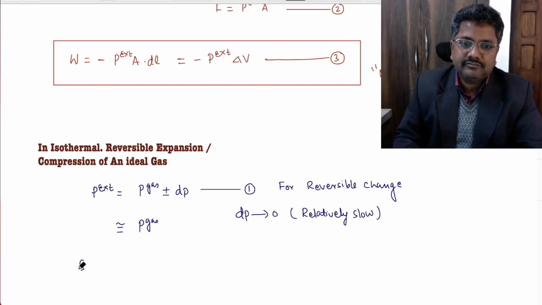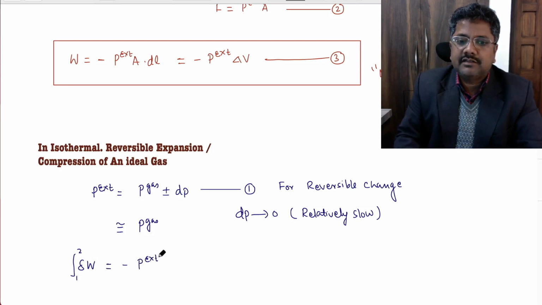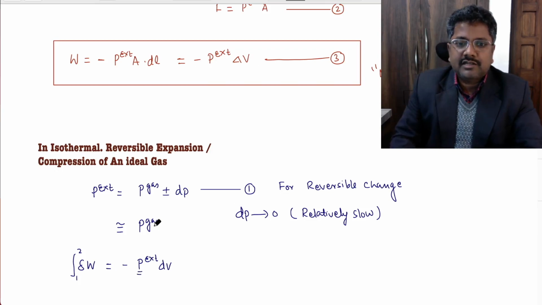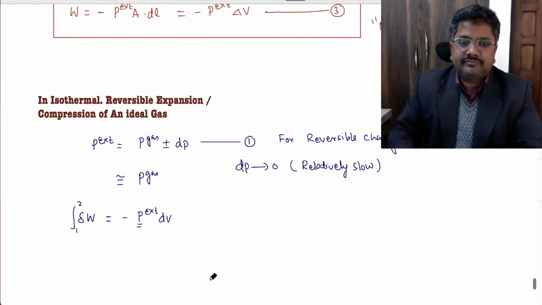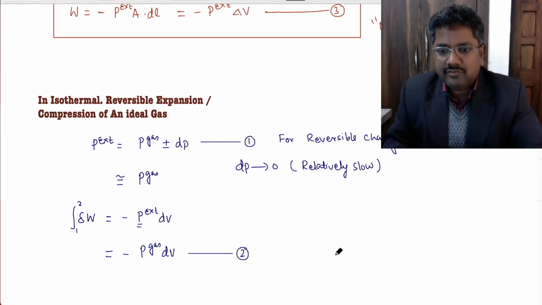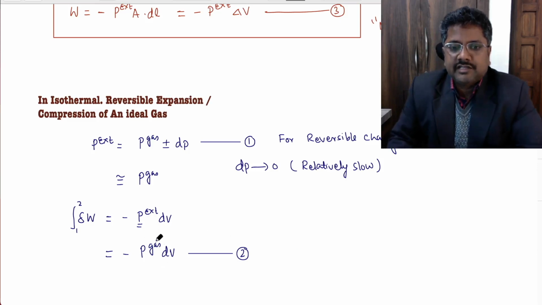Now this delta W, initial state to final state, this is equal to minus P external into delta V or dV. This is the master formula. Now in place of P external, we can put a P gas. So you can write here minus P gas dV. This is equation 2.